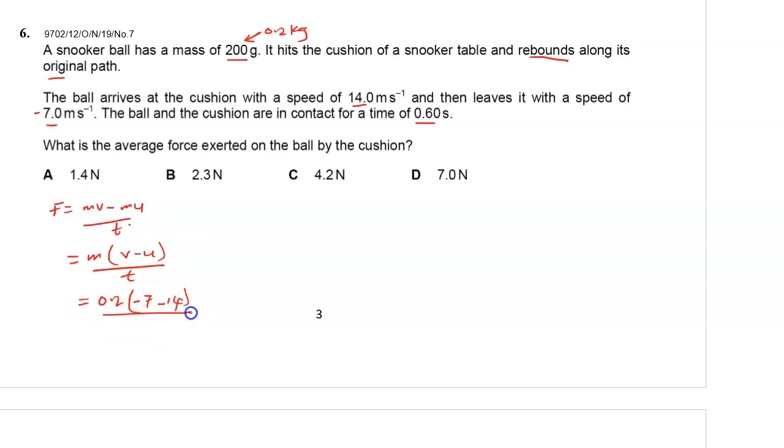Okay, and all over this is divided by the time the snooker ball is in contact with the cushion, and of course when you do your calculation, you'll find out this is 7.0 newtons. Remember, velocity is a vector. That's why for the final velocity, which is 7 meters per second, you take it to be negative, therefore you get 7. So the right answer here is D.